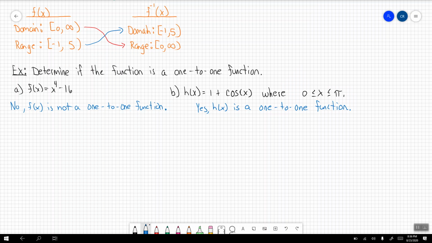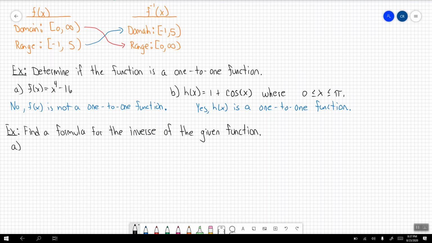Very nice. Now, let's see if we can find a formula for the inverse of certain functions. So on these examples here, we want to find a formula for the inverse of the given function. So let's look at this.